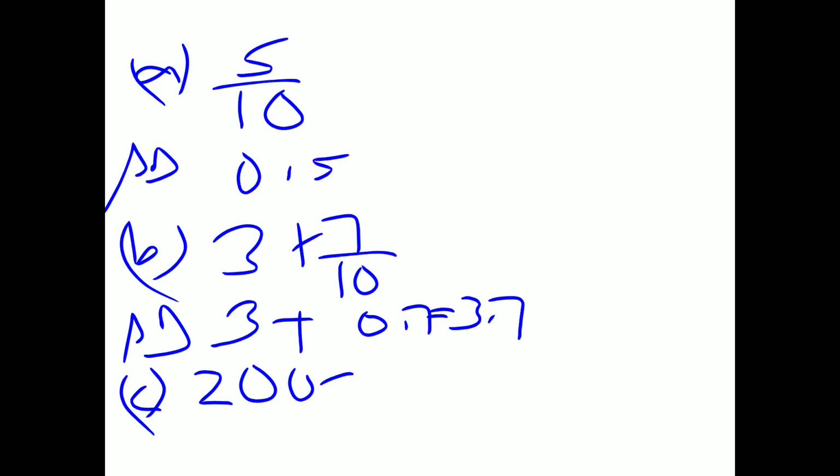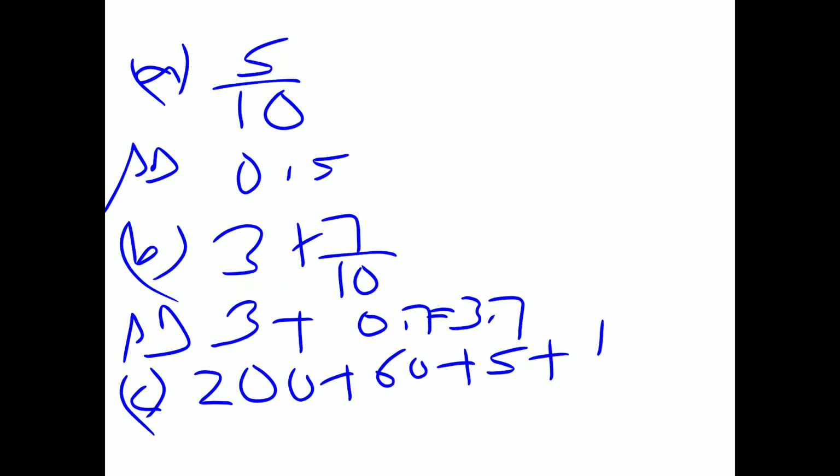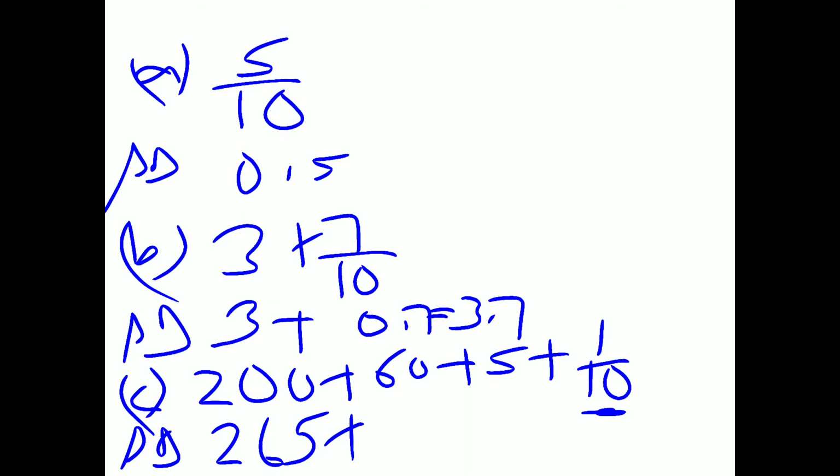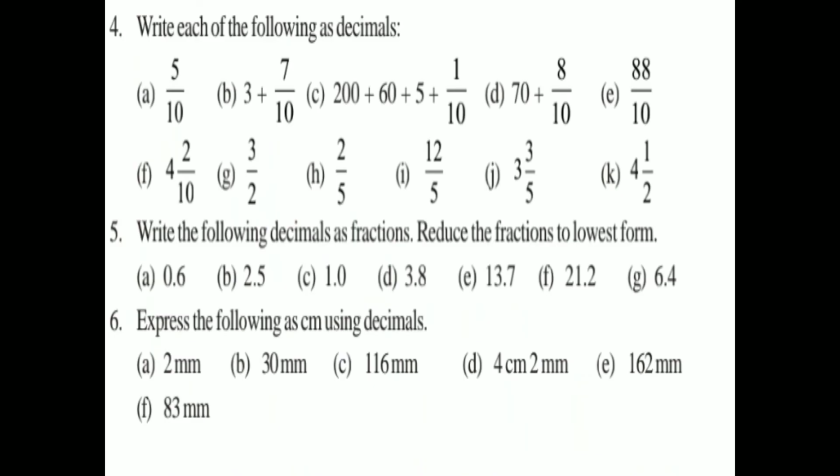Now C part. C part is 200 plus 60 plus 5 and after that plus 1/10. So how we write? 200 plus 60 plus 5, it will be 265 plus, how can we convert 1/10? It will be 0.1. So answer will be 265.1. Clear?